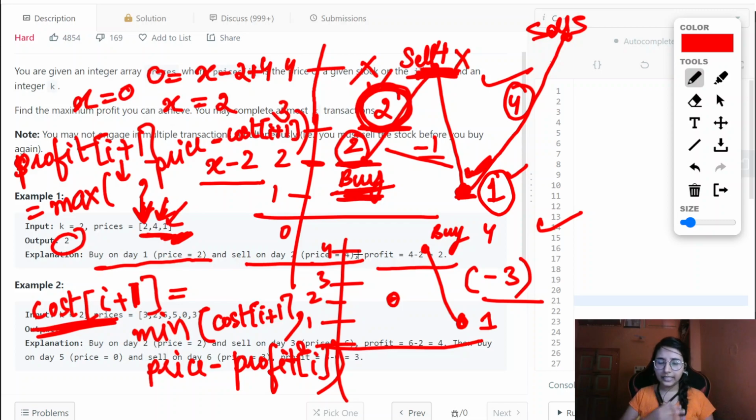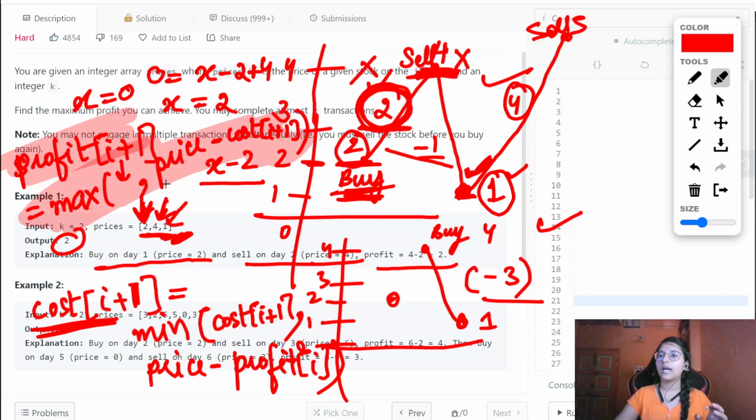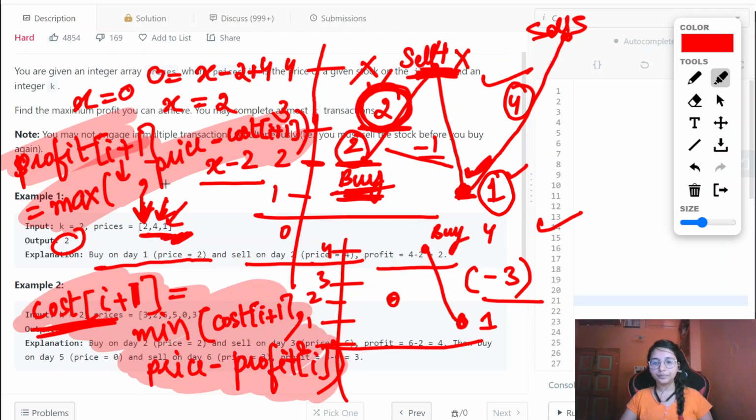So on the basis of these two only, we will be able to figure out the answer with the k transactions at the end. So basically these are the two states. One is this one, and the other one is this one. These are the two states on which we will be able to figure out our answer.